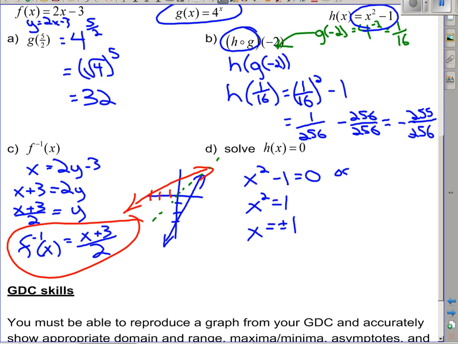Another option here, which would save you from the possibility of missing that -1, would be just to factor x squared minus 1 and call it x plus 1, x minus 1, difference of squares, gives us solutions of -1 and +1.